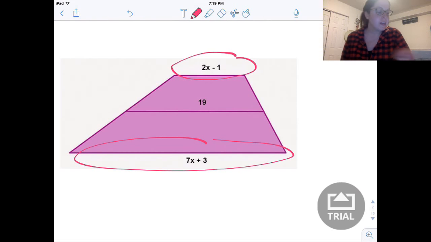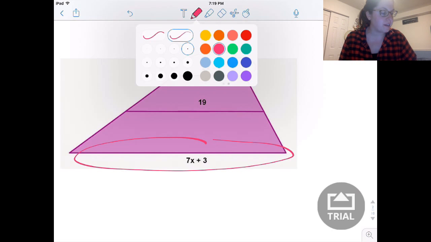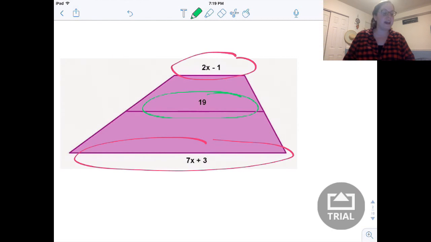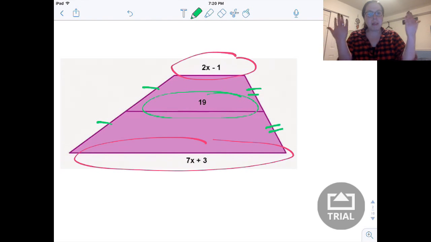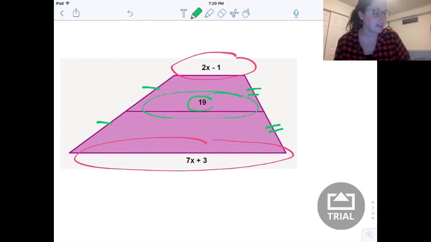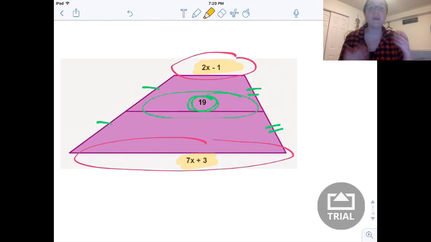This segment right here in the middle is going to connect the midpoints of these two sides. So those two pieces should be congruent, and so should those. And when we think about middle in math, a lot of times we think about average. So what I want you to think about is that this median, or this midsegment, is going to be the average of your two bases. And when you hear average, think add up and divide by 2.